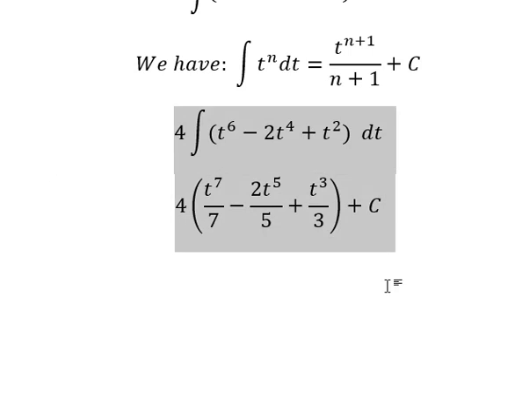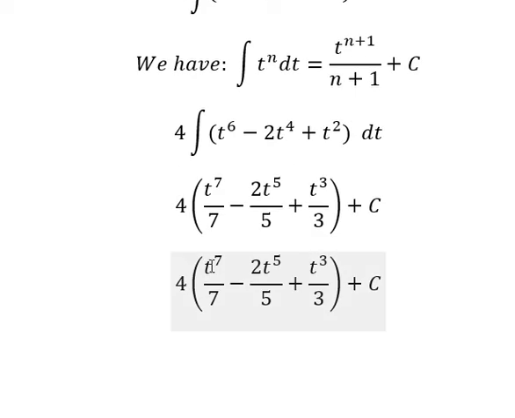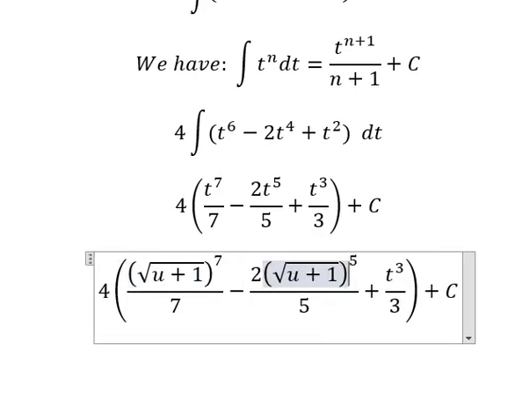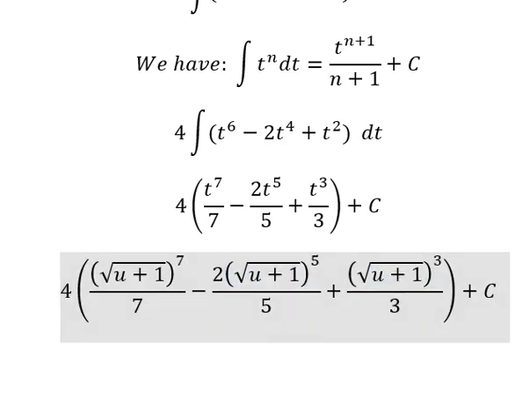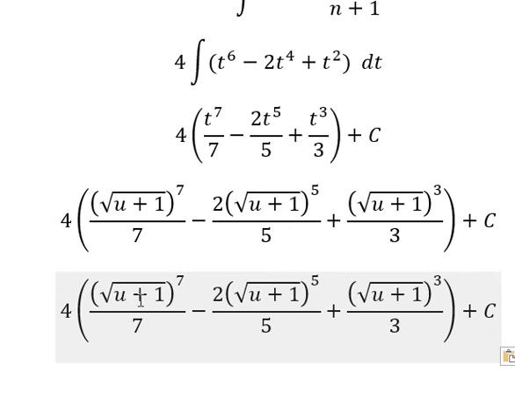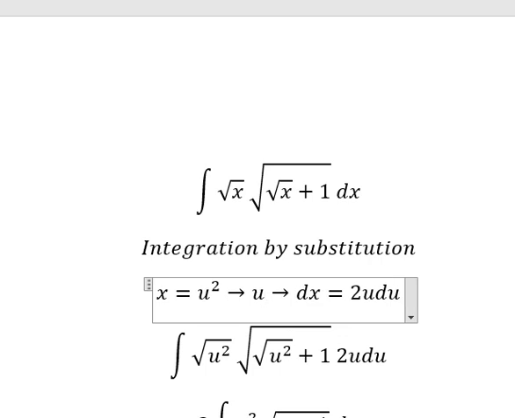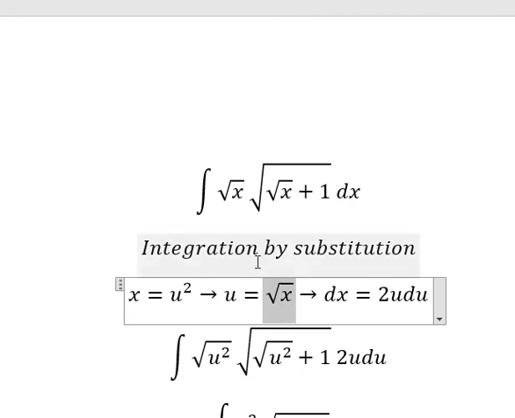About t, that is this one. About u, that is this one. So we put the square root for both sides, and you get u equals the square root of s. So we put this one to change for u.